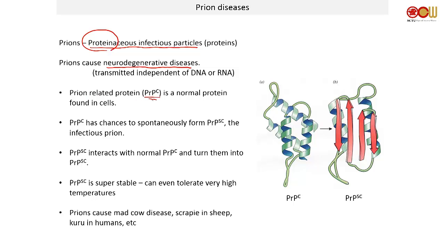Essentially, you have prion-related proteins. We're going to call them PRPC. These are normal proteins found in cells. You have them, I have them, we have these proteins. They're natural proteins inside of you. Now, PRPC has a small chance, nonetheless, a chance to spontaneously form PRPSC. Essentially, we call them the infectious prion.